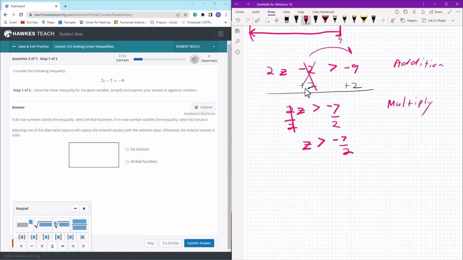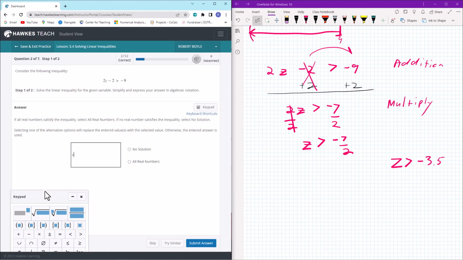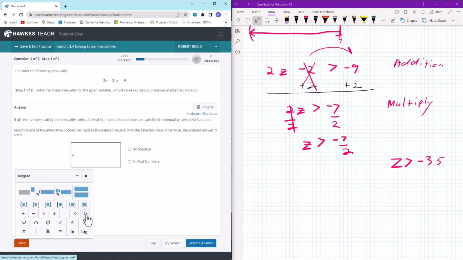Okay, now this is indeed simplified. If you wanted to, you could probably also write this as z is greater than -3.5. I'm not too sure if Hawks will like that. Let's go ahead and find out. Click on this. So here we have, type in z. Now you can use the keypad and use this greater than sign. Of course, you can also use the greater than sign above the period.